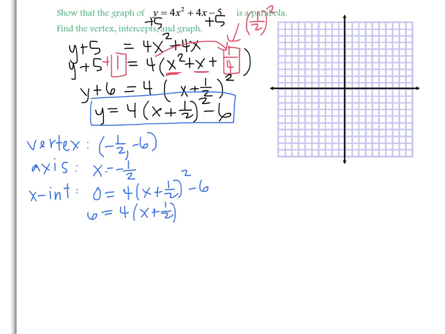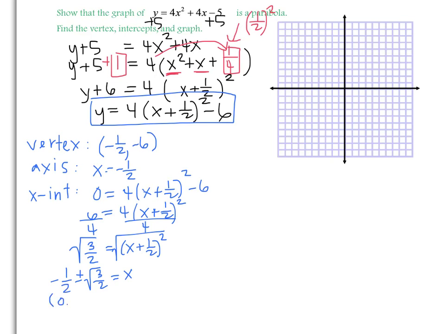Plus 1/2 squared. Then I'll divide by the 4. So 6/4 is going to be 3/2 on this side. And then we'll take the square root of both sides. So we'll get plus or minus 3/2 on the left equals x plus 1/2. I'm going to go ahead and subtract the 1/2. Get yourself decimal approximations so you know where to put this on the graph. So I'm going to get about 0.7 and about negative 1.7.